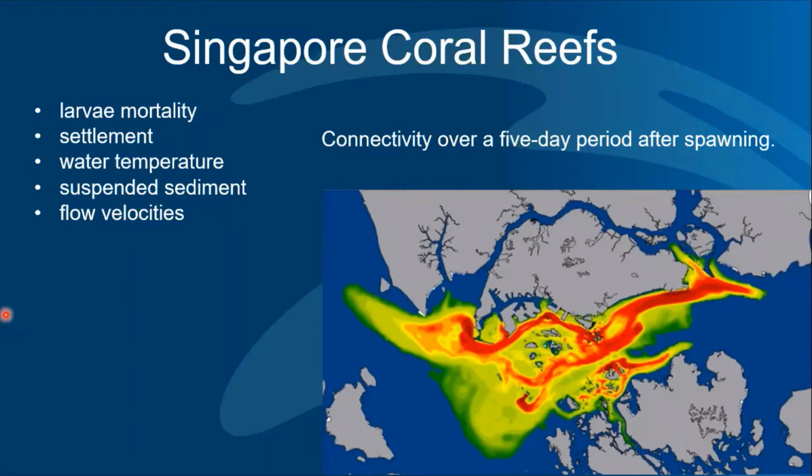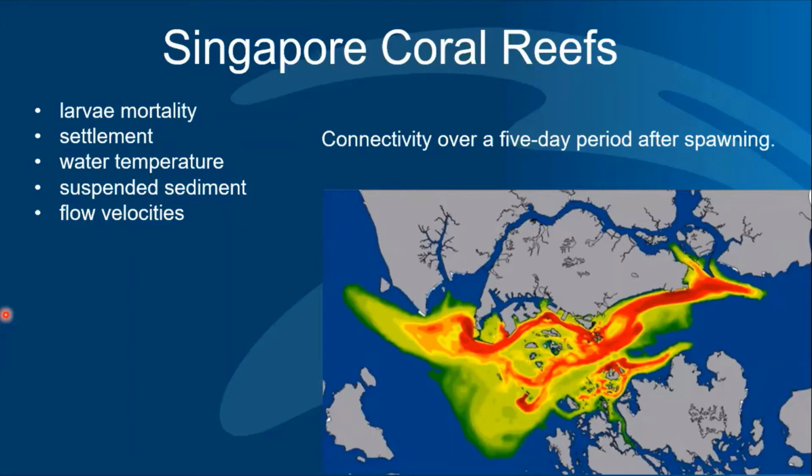So this is the area within the Singapore Straits. So looking at the combined effects of larval mortality, settlement processes in terms of coral reef larvae, water temperature effects, suspended sediment concentrations, and then looking at the hydrodynamics, so how the flows transport material in the water column.